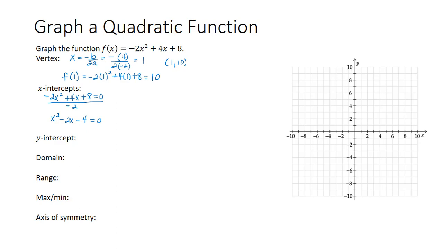To solve a quadratic equation, we can try factoring, but factoring does not work in this case. So we would have to use either the quadratic formula or completing the square. I'm going to use completing the square since we have a 1 on the squared term and an even coefficient of x. To complete the square, we would add 4 to each side to get x squared minus 2x equals 4.